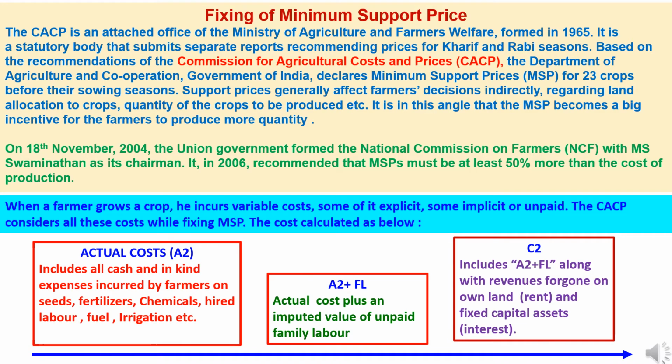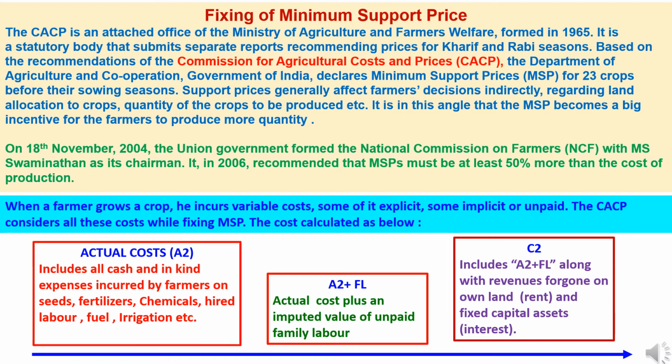Now fixing of minimum support price. The CACP, Commission for Agriculture Cost and Prices, is an attached office of the Ministry of Agriculture and Farmers Welfare, which was formed in 1965. It is a statutory body that submits separate reports recommending prices for Kharif and Rabi seasons.